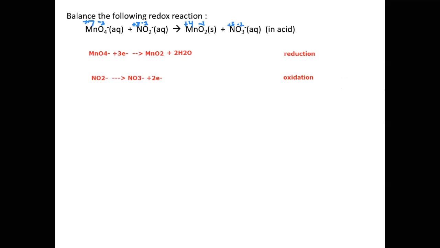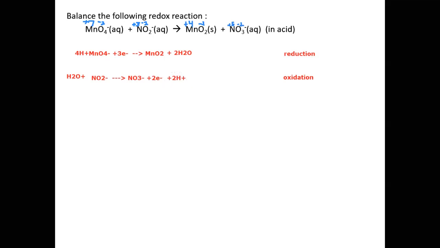On the oxidation one, we have 2 oxygens on the reactant side, 1 oxygen on the product side. So we need to add 1 water molecule. So now the waters are balanced. Next, we need to balance the hydrogens by adding H+. Since we have 4 hydrogens on the products, we're going to need 4 H+ on the reactant side. And since we have 2 hydrogens on the reactant side for the oxidation process, we're going to need to add 2 H+.